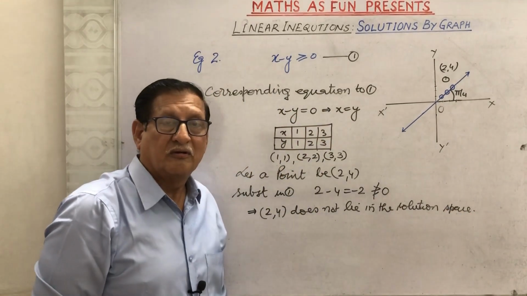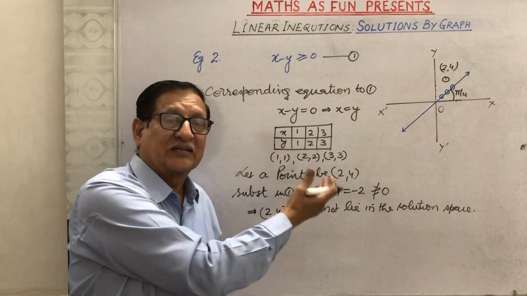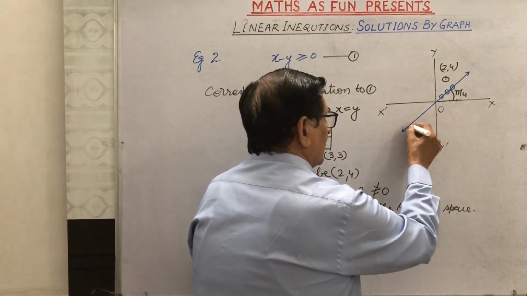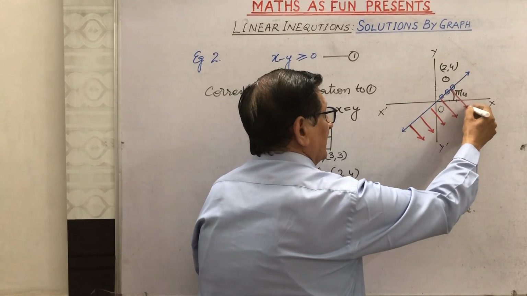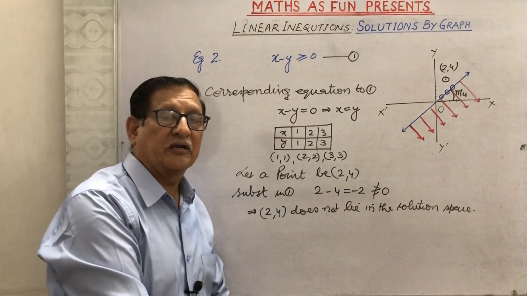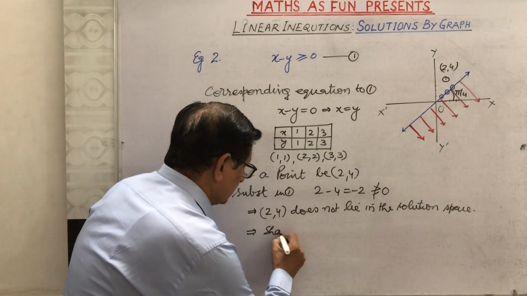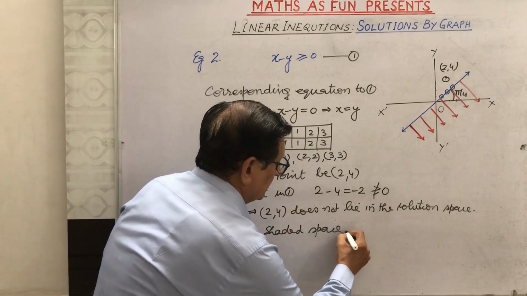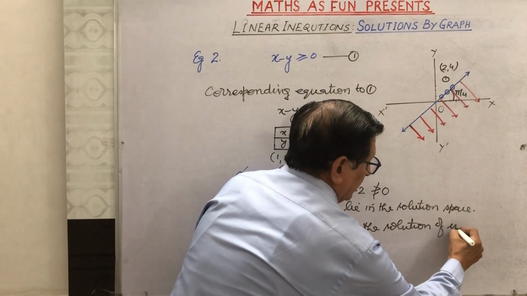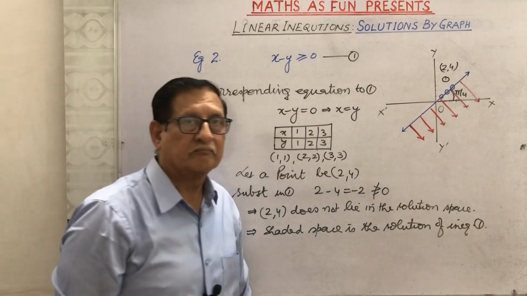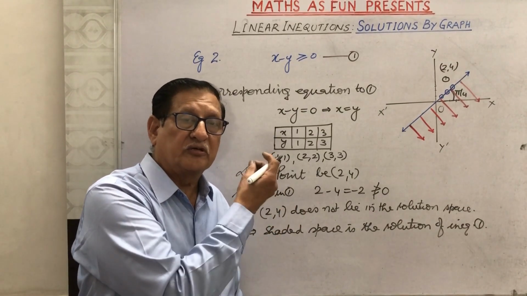And hence what we will do? The other space is the solution space, so we will shade the other one. And we are shading it like this. We have shaded the region or the space in which the solution lies. And then we can write the shaded space is the solution region. That shaded space is the solution of inequality 1. This is the way we can represent the solution by graph for any linear inequality.